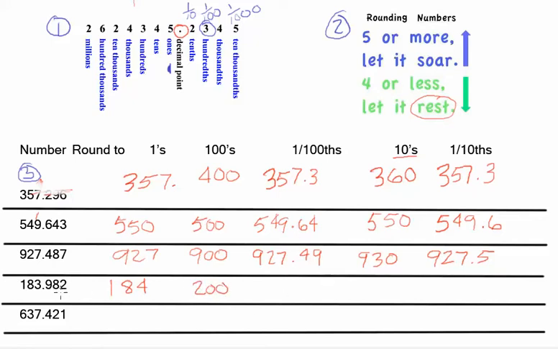Okay, and the 1/100ths. Okay, here's an 8. The 2 is less than 5, so we're going to let it lie. So we have 183.98. And in this particular case, this is a good example of how we round in science. We're going to round to the hundredths place. Okay, the tenths place. So in the tenths place, we have a 9, and next to it is an 8. So that's greater than 5, or more than 5, so we're going to let it soar in the tenth spot.